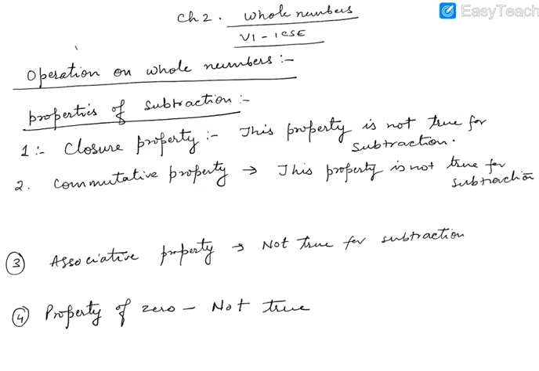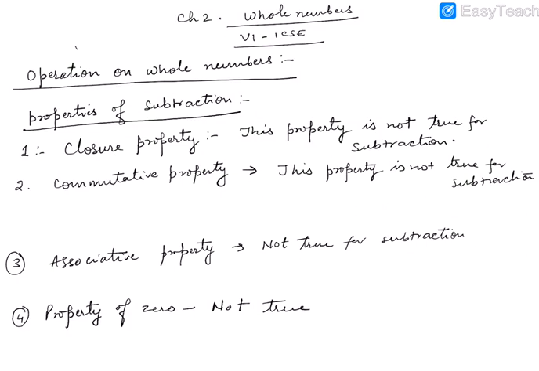This is the third video related to the chapter Whole Numbers for class 6th. In the previous video I discussed the operations on whole numbers and the properties of addition: closure property, commutative property, associative property, and property of zero. The same properties I will cover for subtraction also.